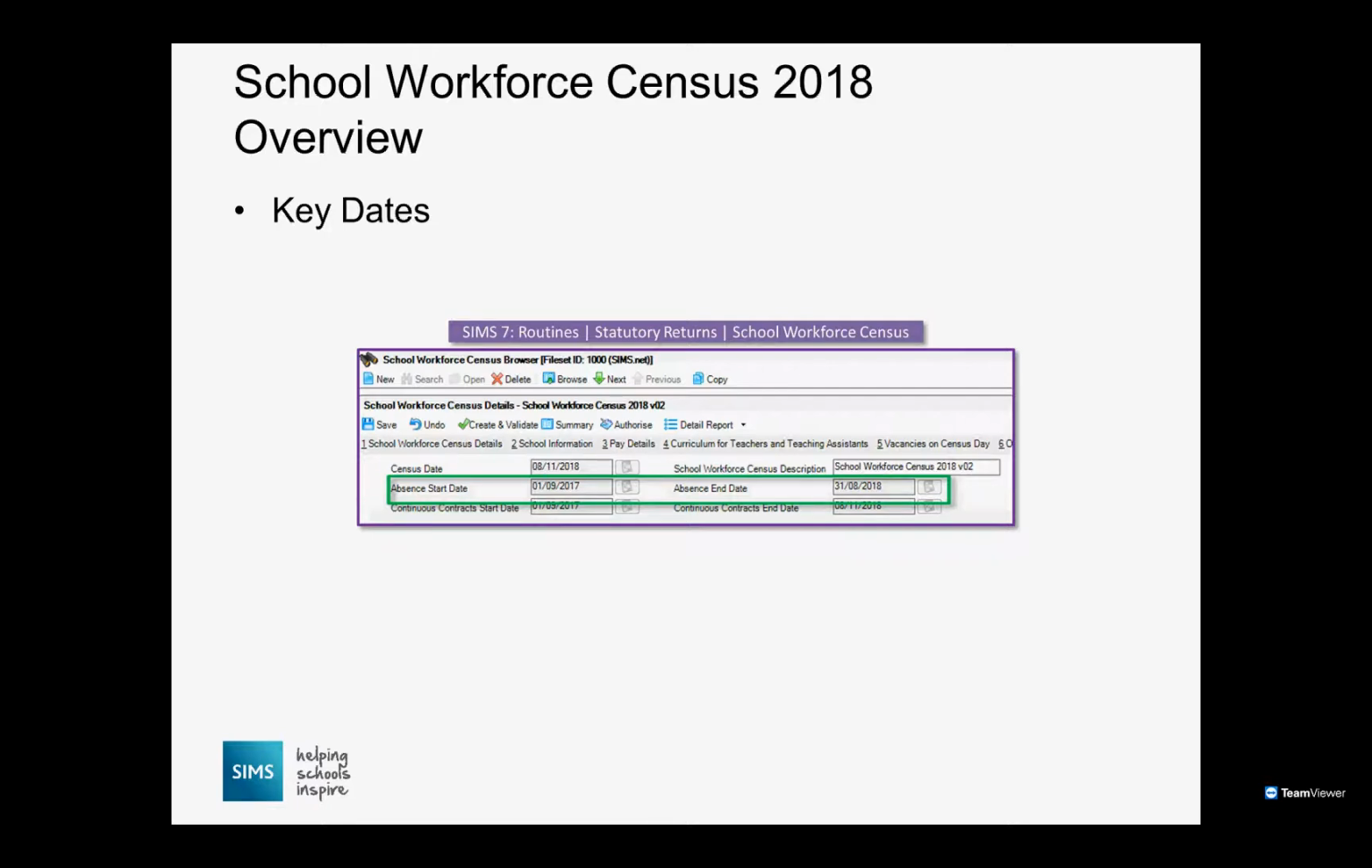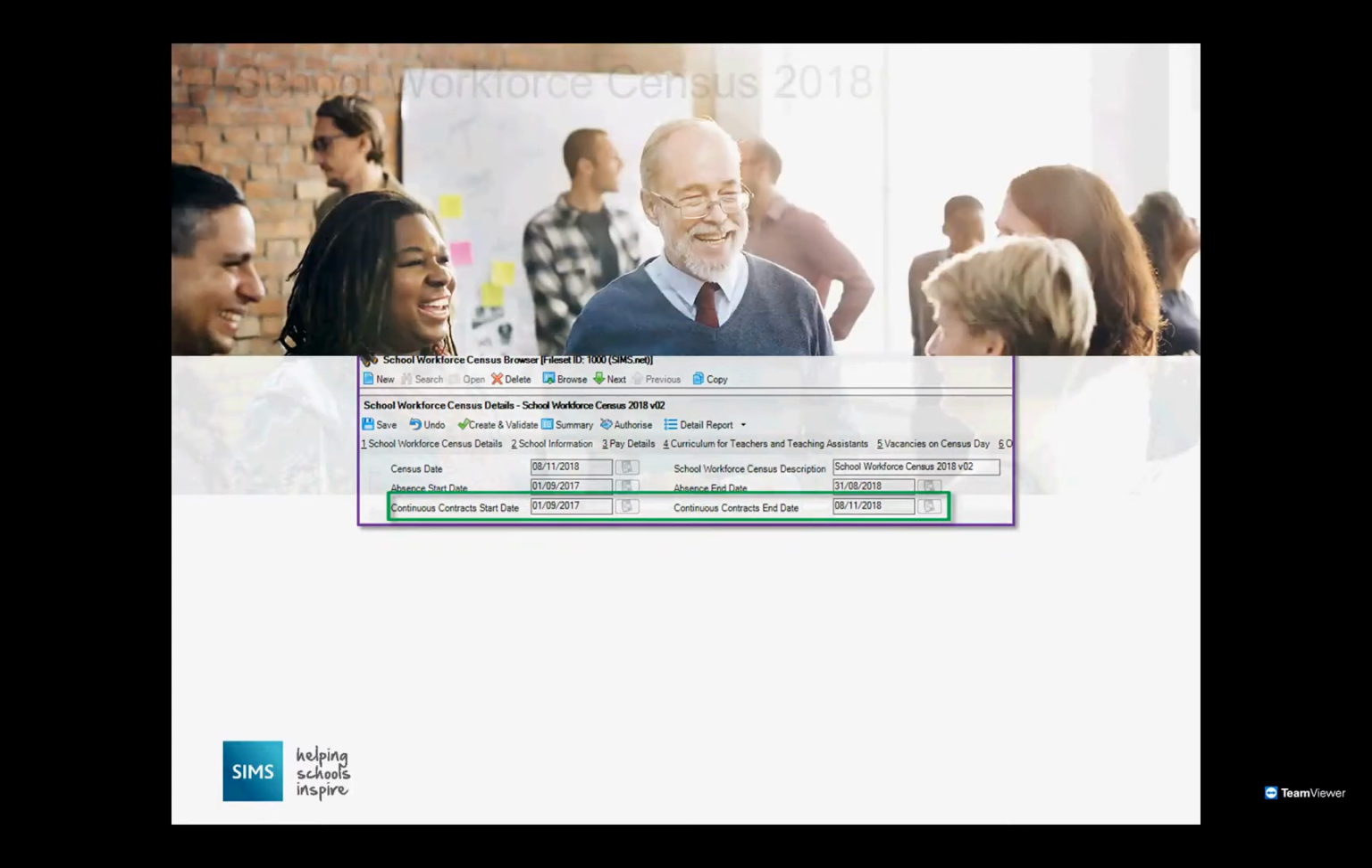So what we need to do is to make sure that all the absences are correctly recorded for the whole of the previous school year, and indeed all the contractual information is also in our system and correctly recorded. That's right up through to the census date. So that's from the 1st of September 2017 right up to the 8th of November 2018.